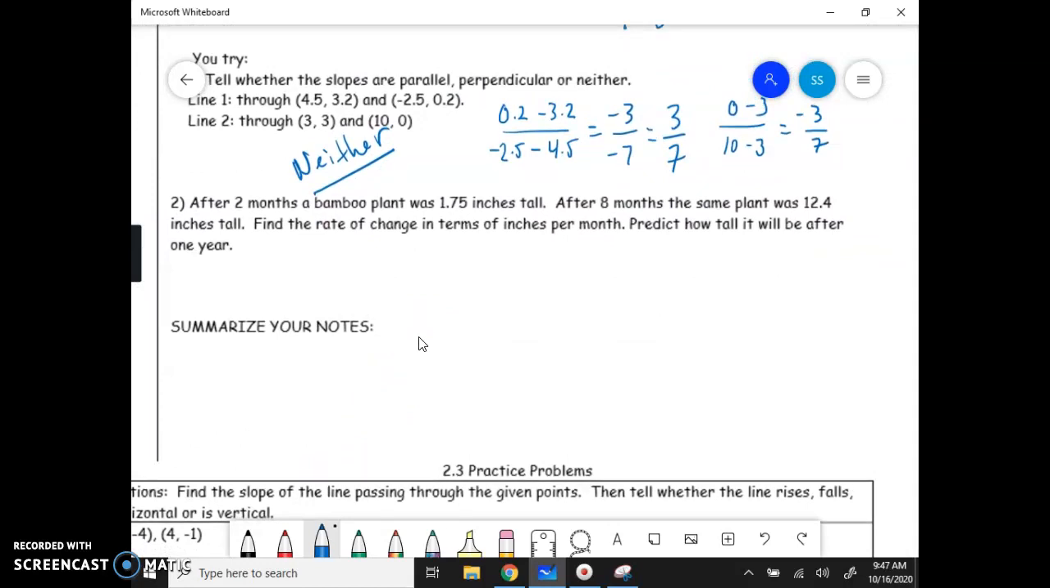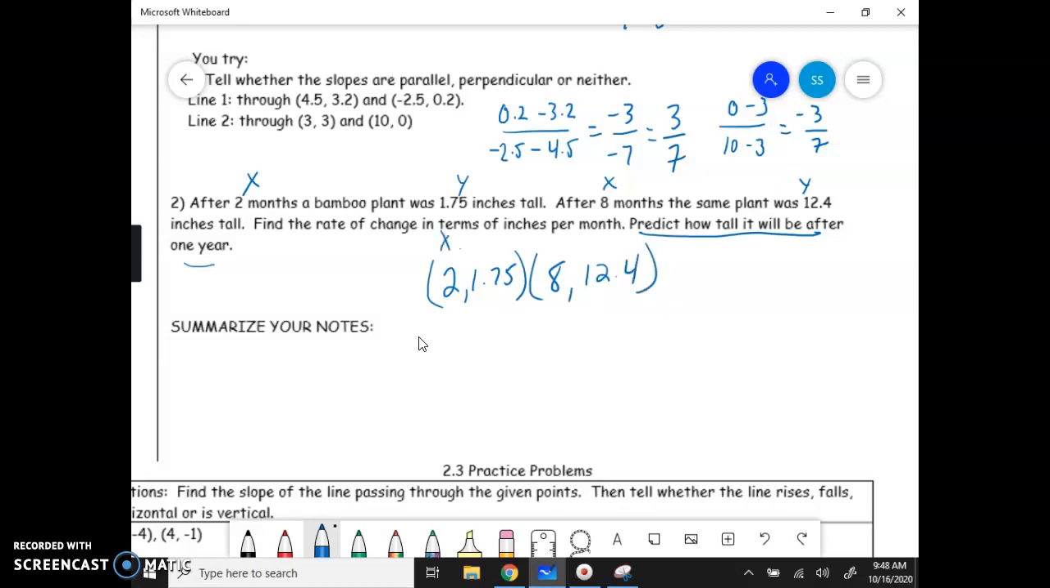Last one here, and then you guys can work on these practice problems. After 2 months, a baboon plant was 1.7 inches tall. We're going to have months as our x and inches as our y. After 8 months, the same plant was 12.4 inches tall. Find the rate of change in terms of inches and predict how tall it will be after 1 year. Just go ahead and convert these into points. We got 2 and 1.75 and 8 and 12.4.